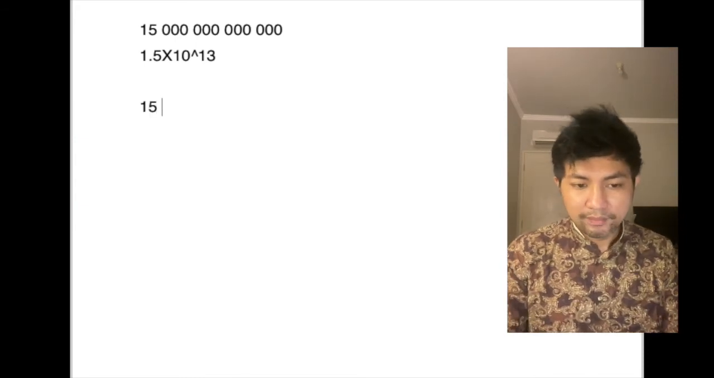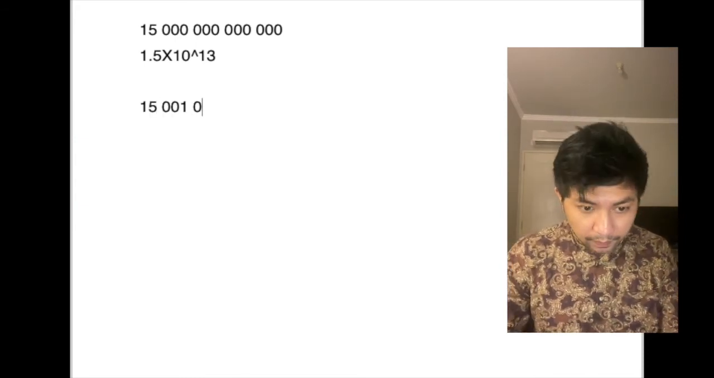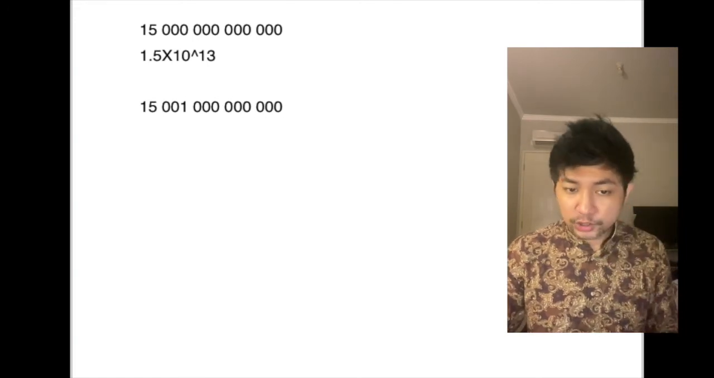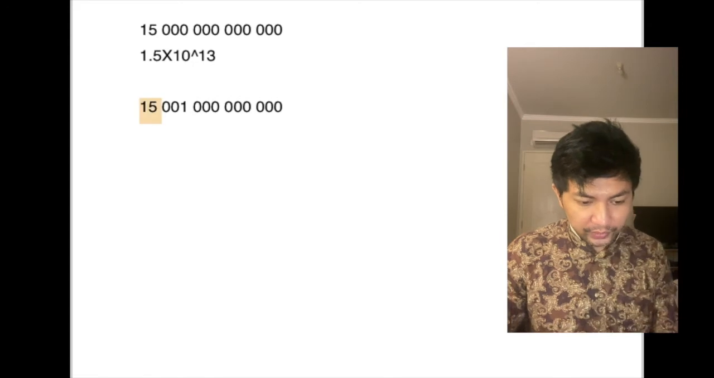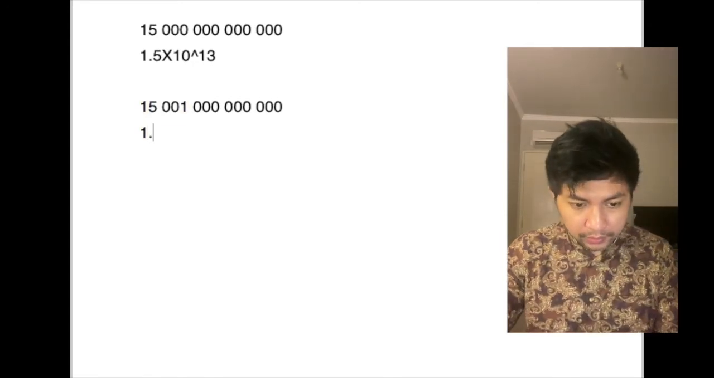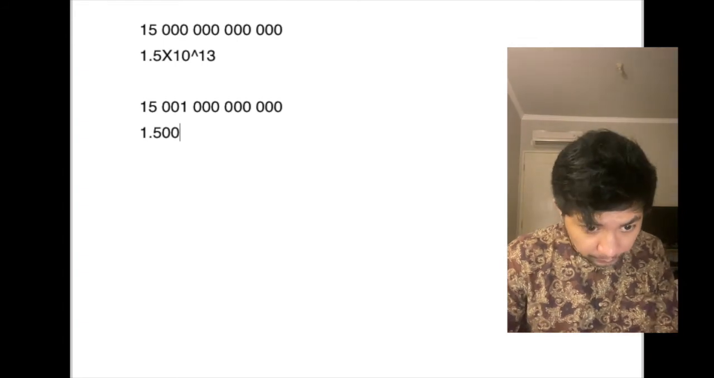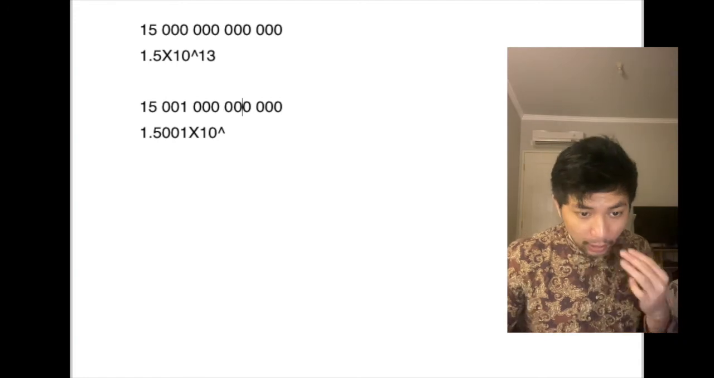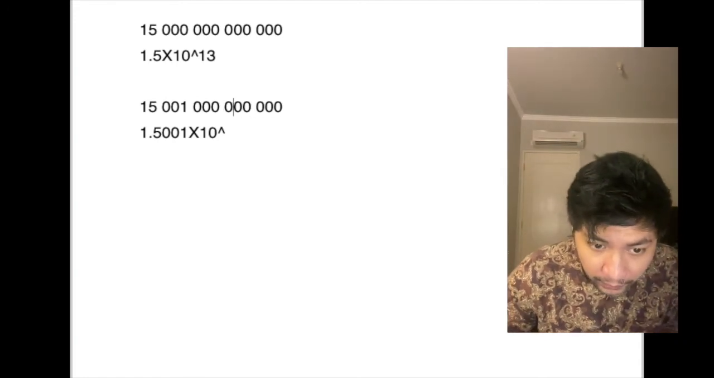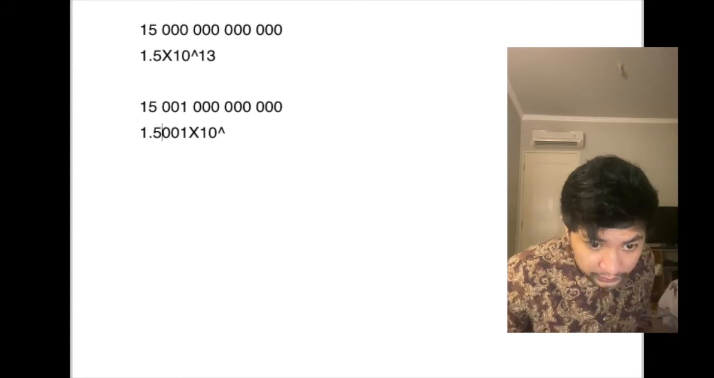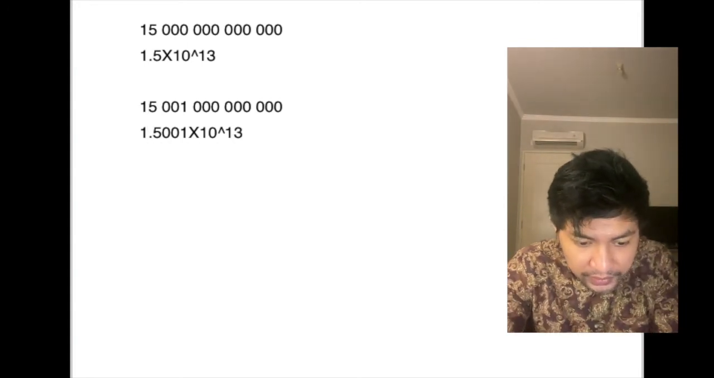What if it's like this? First, know what the significant figures are here, because we have to write them in our mantissa. We start with 1.5001 times 10 raised to how many times we moved the decimal point. We have 3, 6, 9, 12, 13, still 13. So we moved it 13 times.